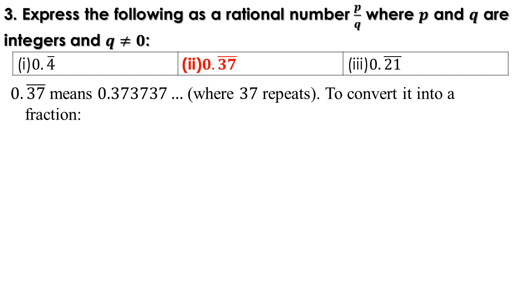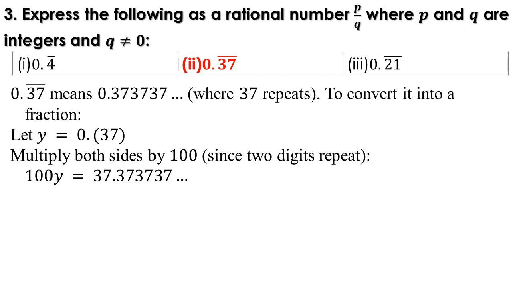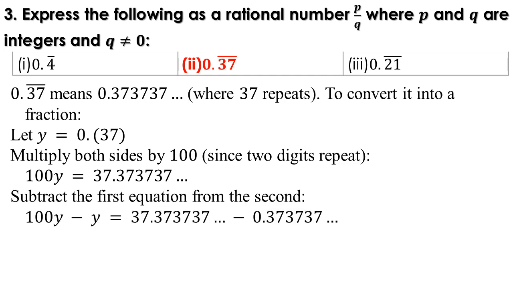Next, let's look at 0.37 repeating. This means that 37 keeps repeating forever: 0.373737 and so on. Let's call this number y. So, y equals 0.37 repeating. Now, multiply both sides by 100 to move the decimal point 2 places to the right. So, 100y equals 37.373737 and so on. Next, subtract the first equation from the second.